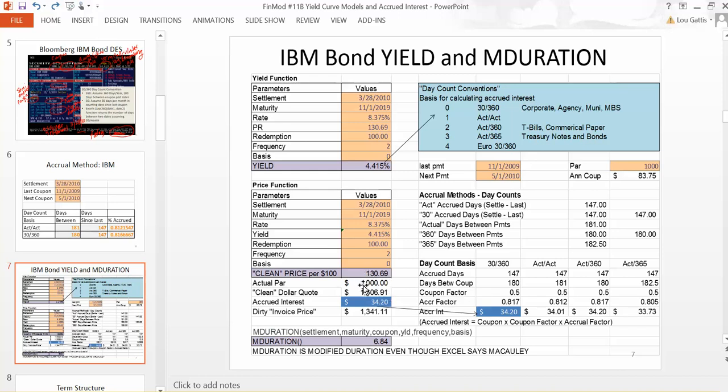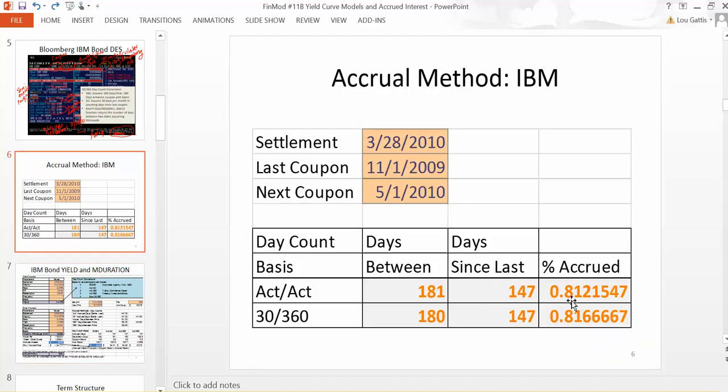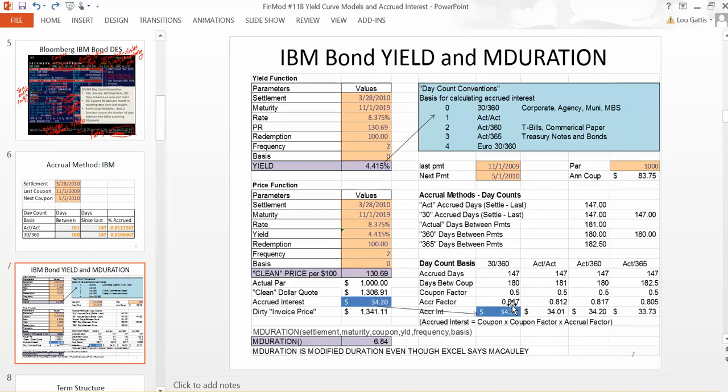However, I'm going to pay more than that. I owe 81% of the next coupon payment to the seller. Remember, we calculated 81.7% using 30/360. So 81.7% of half of this 8.375% coupon. So that's an $83.75 coupon per year, or about $41 and a little bit more every 6 months. So 81% of the $41 or so of the coupon is $34.20. I add that to the clean price, and this is the invoice price. This is actually what I'll pay for the bond.